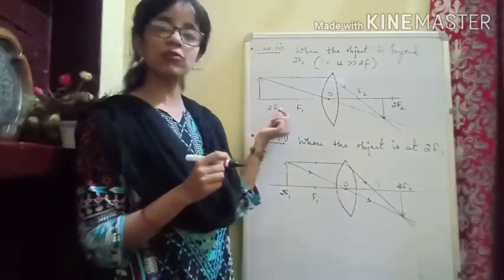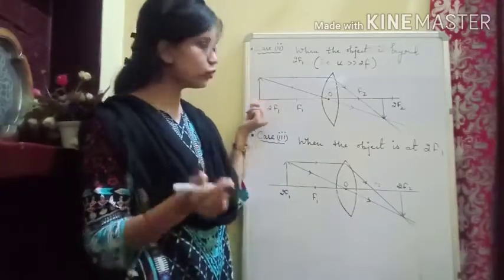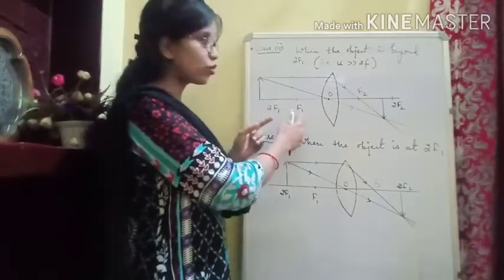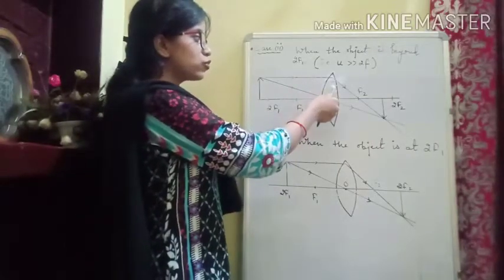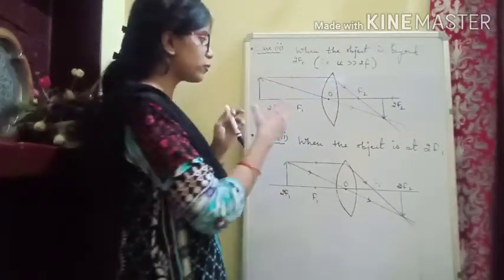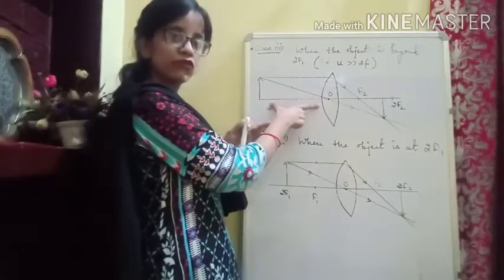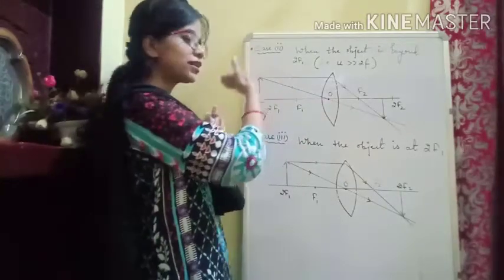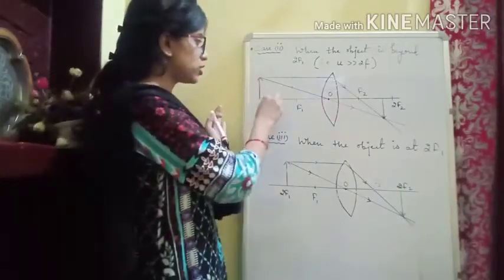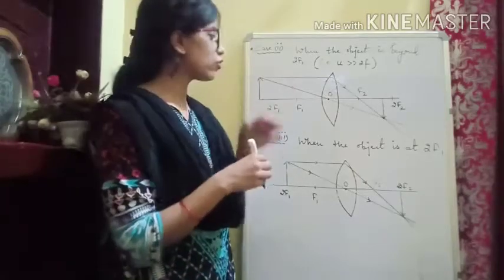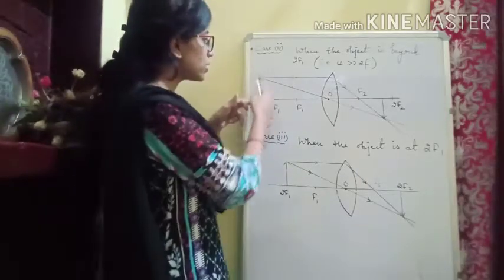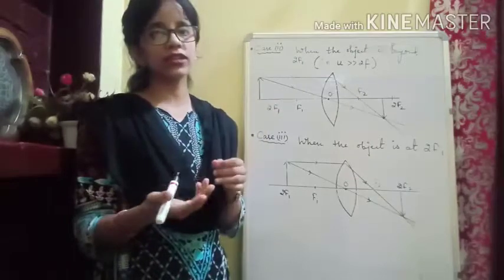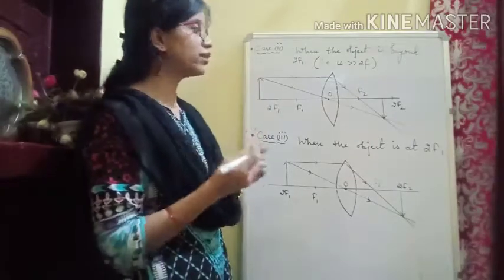Here we are placing the object beyond 2F1. You know that F1 is your first focus and the distance of F1 to O is your focal length. So this will be twice the focal length, and the object is placed beyond that position, that is beyond twice the focal length. So now here is our object, and to draw the ray diagram, we have to take two convenient rays.